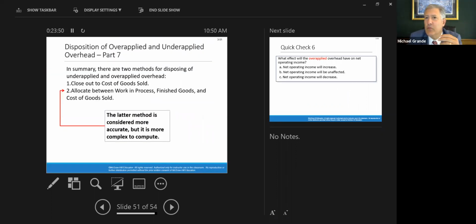So in summary, there's two ways for disposing of the underapplied or overapplied. The first one is to close it out to the cost of goods sold, which is the easiest way. The second way is to make an allocation. It's considered more accurate, but it's more complex.